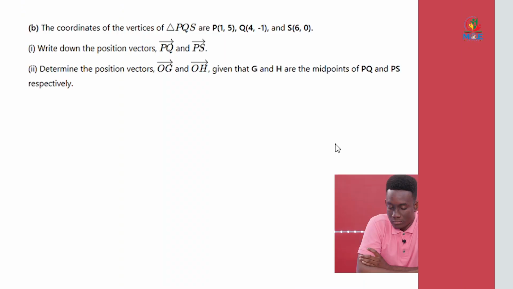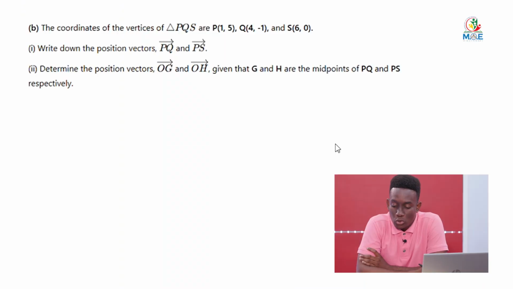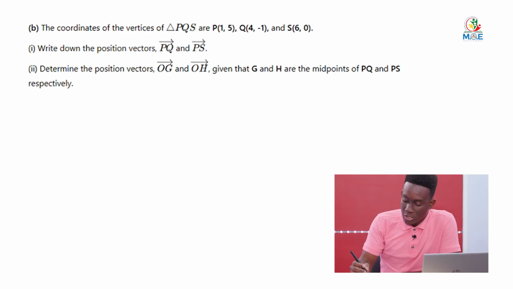In this video, we'll be tackling some vectors questions. So let's head straight into the first question. Let's not waste any more time. This question says, the coordinates of the vertices of the triangle PQS are P is equal to (1, 5), Q is equal to (4, -1), and S is equal to (6, 0). The question is, write down the position vectors PQ and PS. So we want the position vectors that will give us PQ and PS.